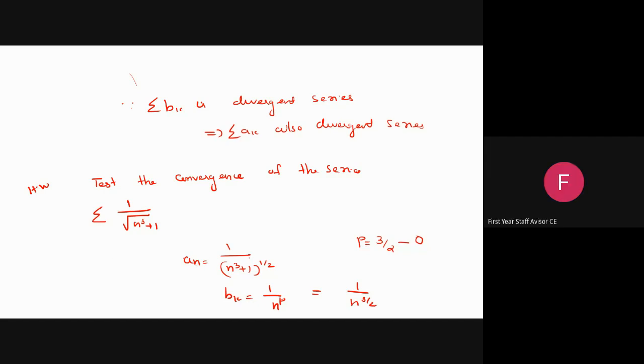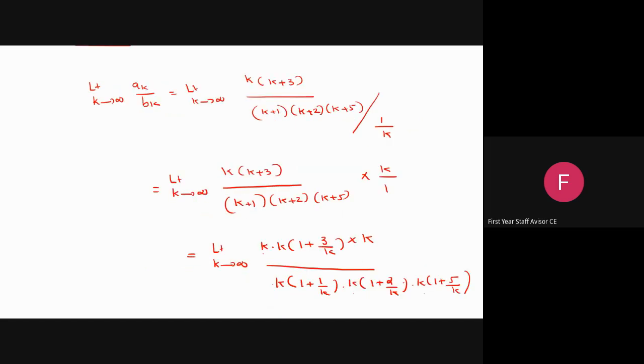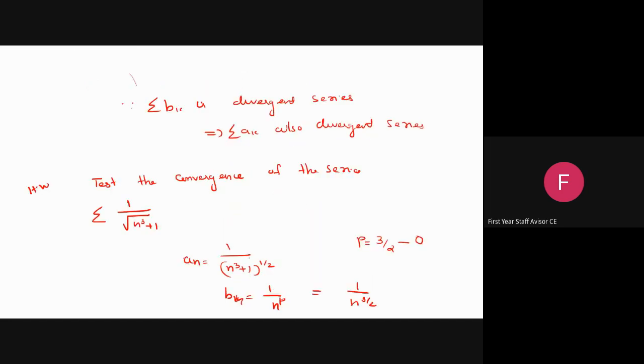n. Because this term is in terms of n. This series is in terms of n. So here it is an and bn, not bk. The previous question was in terms of k, so we took bk and ak. Here it is in terms of n, so you take an and bn.